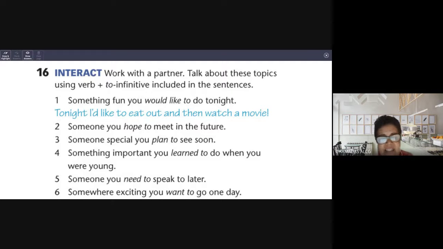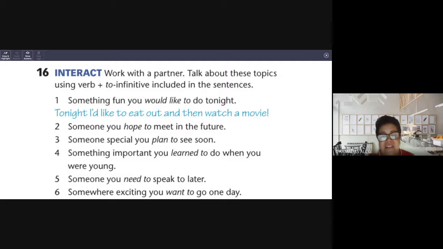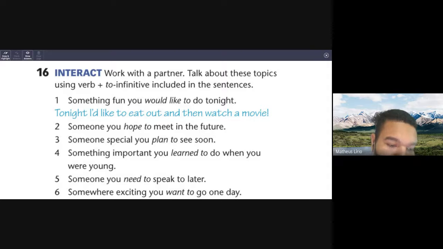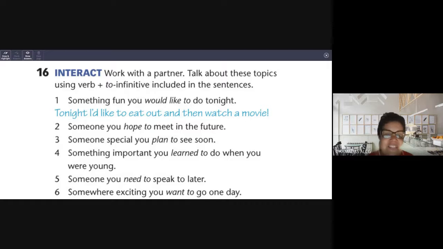Somewhere exciting you want to go one day. I want to go to Paris one day. Paris and England. I want to go to Paris and London, actually. Two cities that I really want to go to one day. Paris and London. I'd love to go to the Maldives. Oh, how nice.